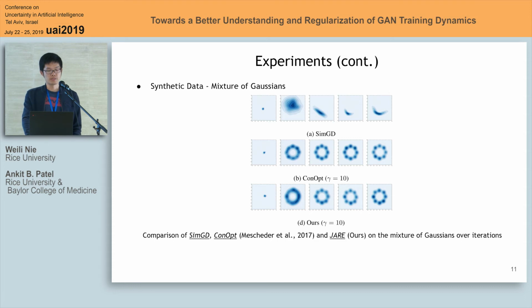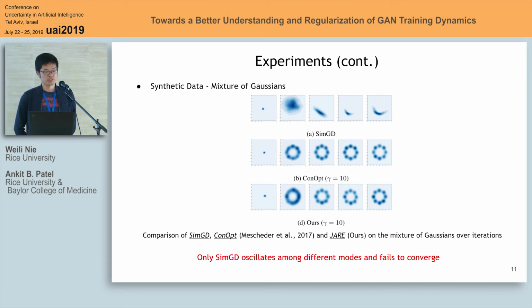The next experiment is a mixture of Gaussians, which is quite a standard setup for GANs. We also compared these three models: SIMGD, CONAPT, and JRAR. Over iterations, we can see only SIMGD oscillates among different modes and fails to converge, while CONAPT and our proposed JRAR converge well.